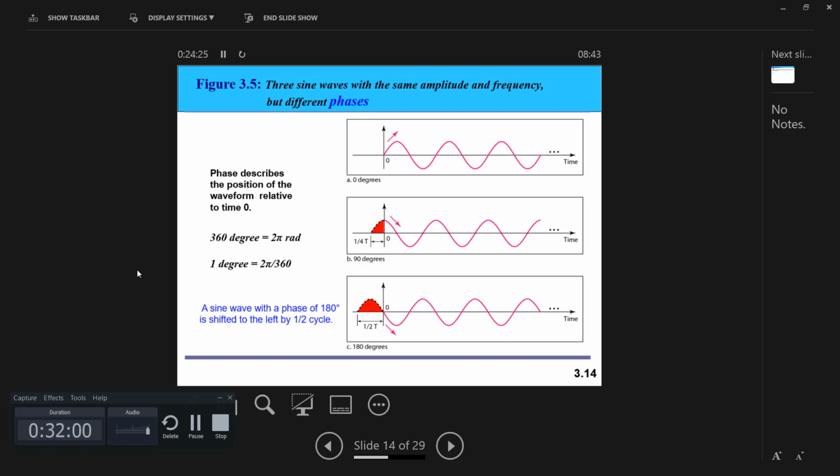Before, shifted phase. Instead of starting at 0, in B we shift the phase by 90 degree, in C we shift the phase by 180 degree. So a sine phase with phase shift 180 or half cycle. Okay, because one cycle is 360 degree. This one completes one cycle. So if I shift the signal with respect to time 0, I can calculate the phase in degree or in radian. Okay.